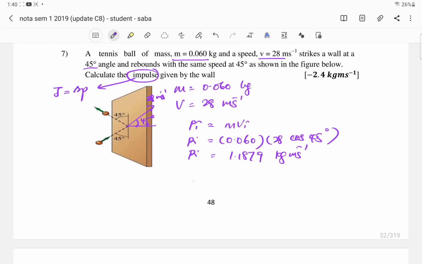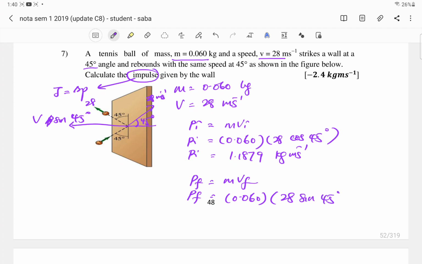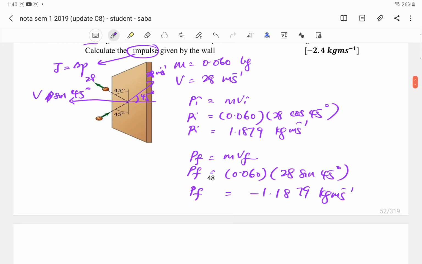For final, P final. Okay, for final, so here we have 28, so this is P sine 45. P final, V is 28 sine 45 degrees. So P final will be 879 kilogram meter per second. So we want to find the impulse given by the ball.